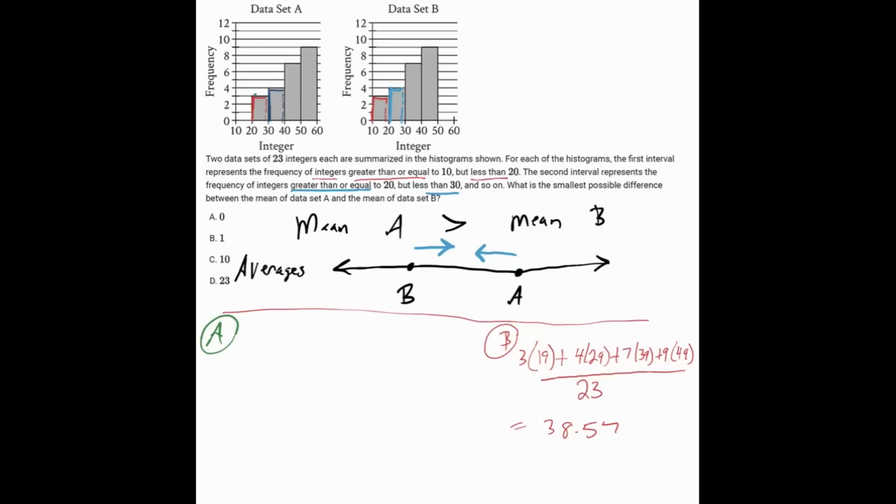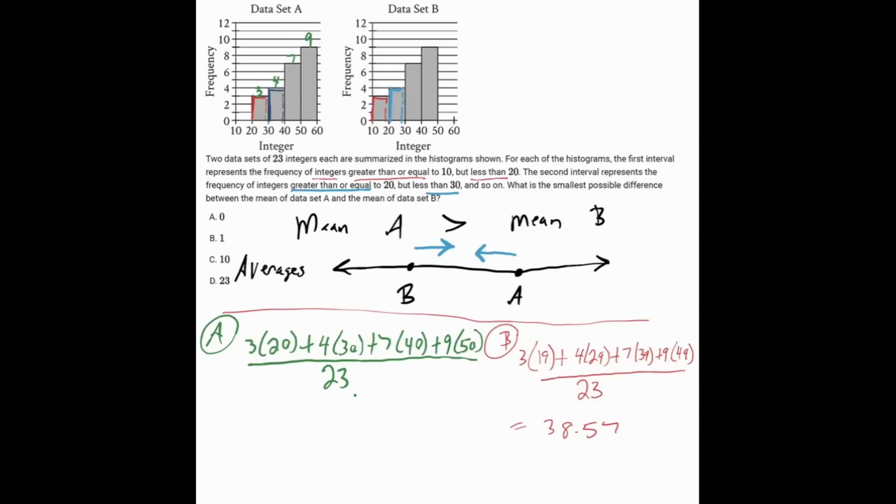So looking at A, for these, let's just write the frequencies. There's 3 of these, 4 of these, 7 of these, and 9 of these. So for the 3 numbers, we want them to be 20. We want them as small as possible within that range. Really, they're from 20 to 29, but we're looking for the smallest. For the 4 numbers, 30. For the 7 numbers, 40. And for the 9 numbers, 50. So we're just imagining, what if we can take the smallest possible numbers for each of those ranges of frequencies that we're given? And they still divide by 23.